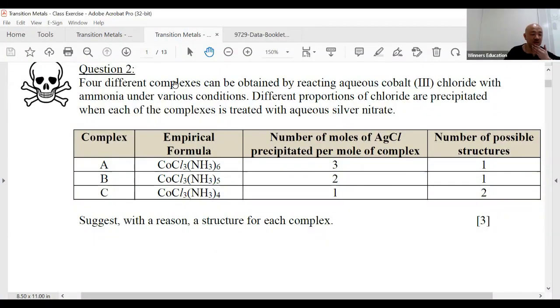Let's do this. Four different complexes can be obtained by reacting aqueous cobalt(III) chloride with ammonia under various conditions. Different proportions of chloride are precipitated when each of the complexes is treated with aqueous silver nitrate. So what is the context in the first place? Let's understand a few things first. All of these, what are they? They are your complex ions.